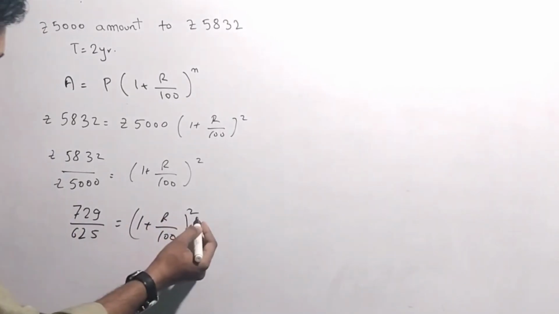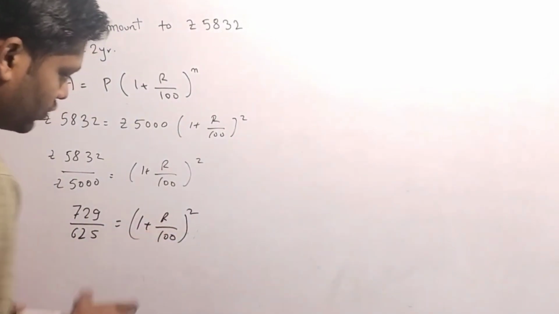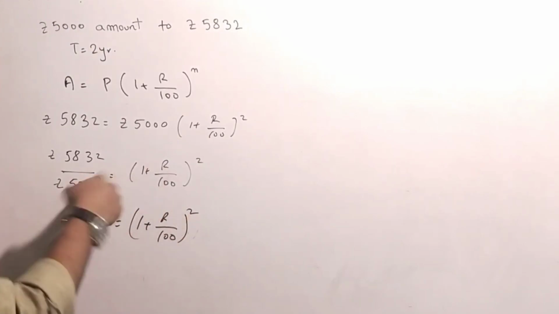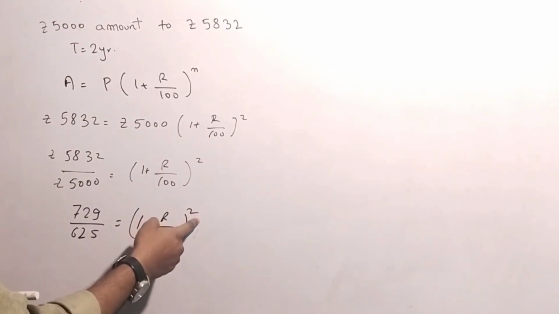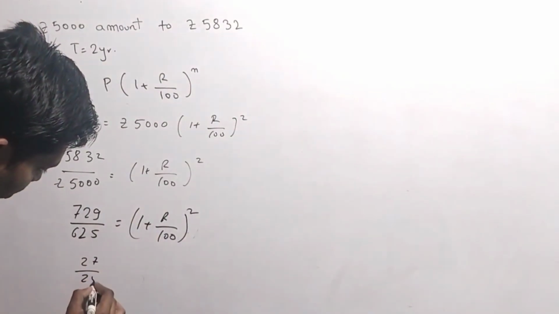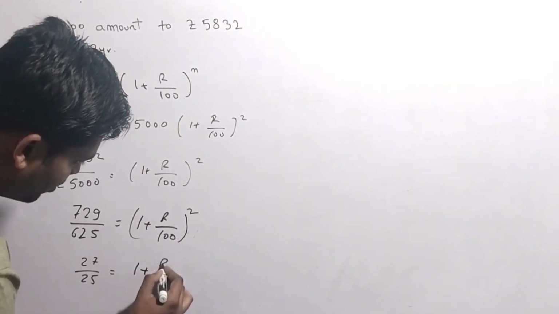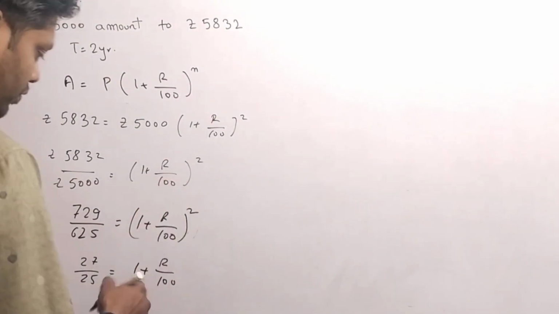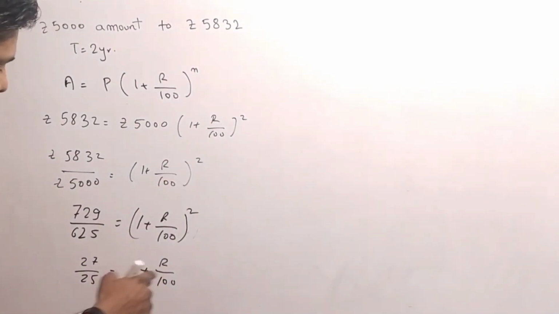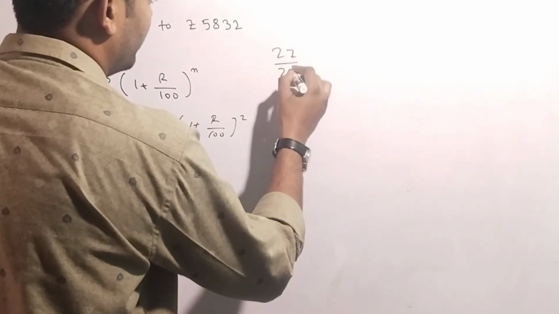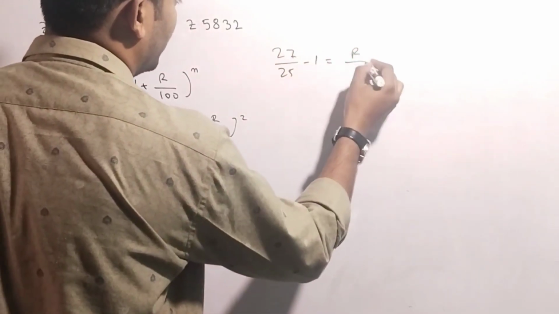Now again we need r. We have removed that 5000. Now we have to remove the square root. When we go to this side, the square will become a square root. Square root of 729 will be 27 and this will be 25, and the bracket will be opened. Now the 1 should also be removed. The relationship of r and 1 is a plus sign, so it will go with a minus sign. So 27 by 25 minus 1 is equal to r by 100.